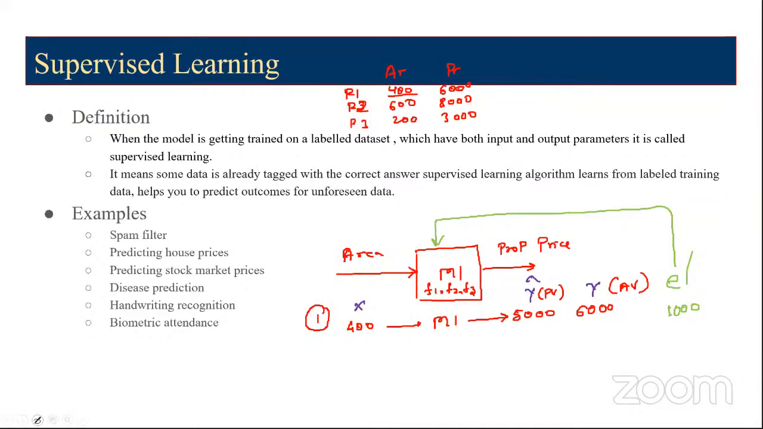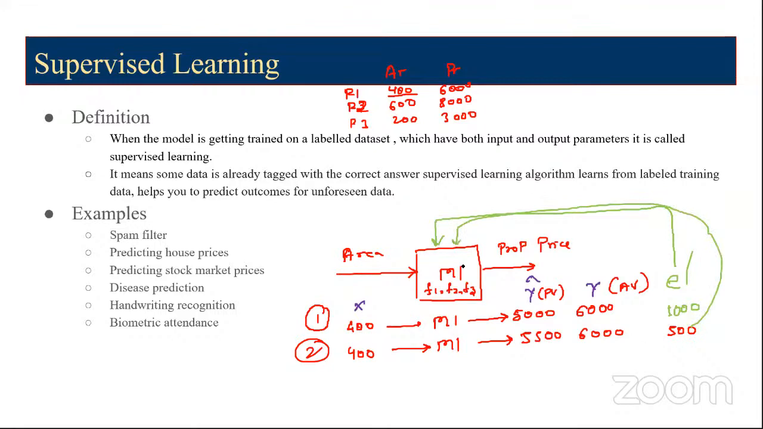So say in the second iteration, when you again give 400, the model now predicts 5,500. The actual value still is 6,000 and the error is only 500. So the moment we inform the model about this error after the second iteration, the model knows that it's moving in the right direction, but it can still improve. After multiple iterations, we are going to be left with a model where predicted values are very close to, or equal to, the exact value.